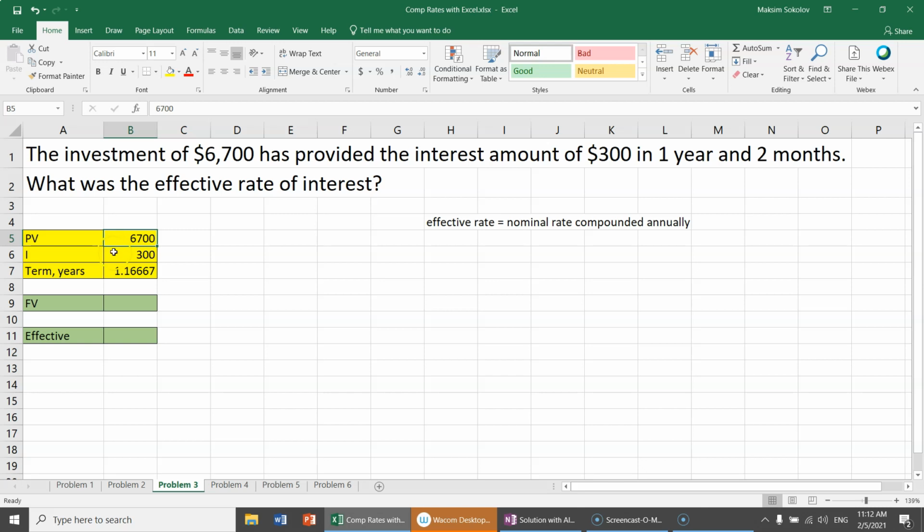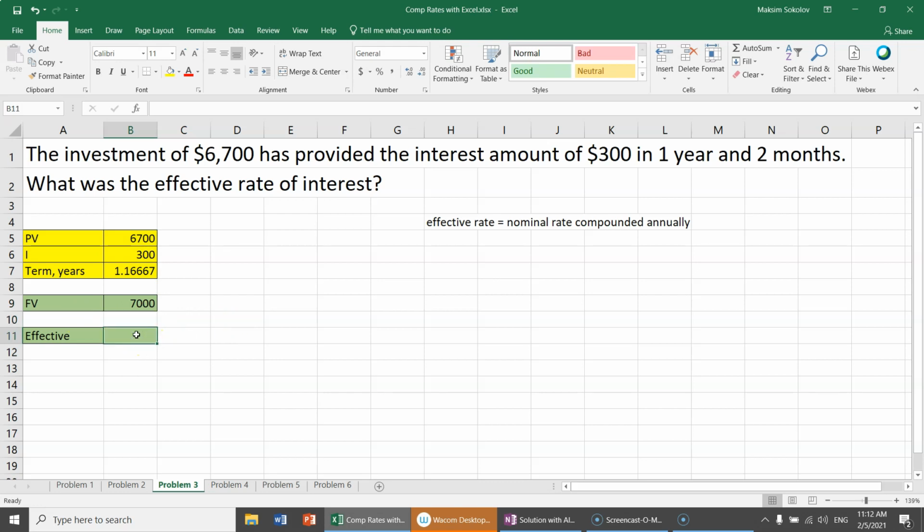6,700 is our present value. Interest is $300. The term in years already has been calculated. You can see it is 1 year plus 2 over 12, 2 months over 12 months in a year. So this annualizes the months. And the total will be 1.167 years. Well, let's start by finding the future value. Future value is the present value, of course, plus the interest amount earned. So the future value is $7,000.